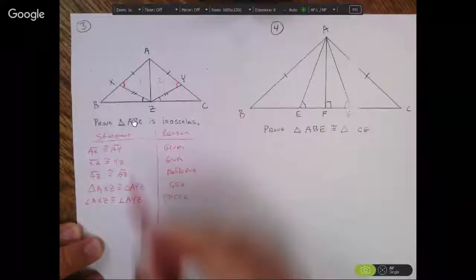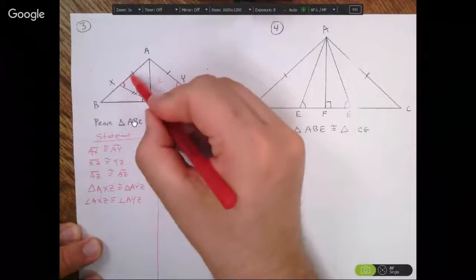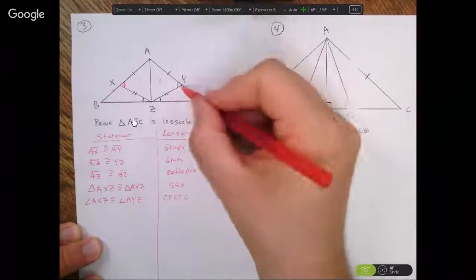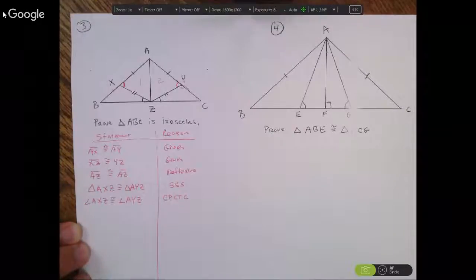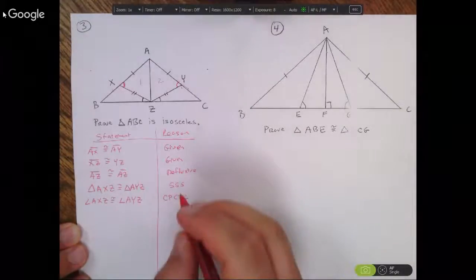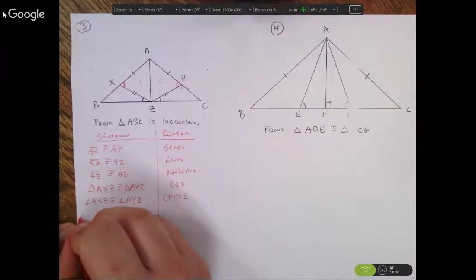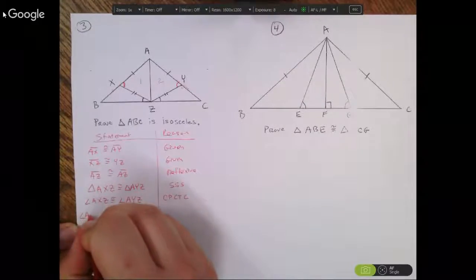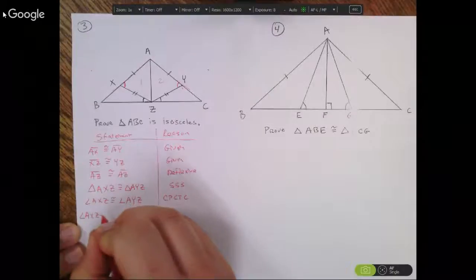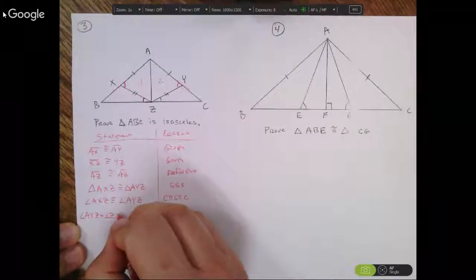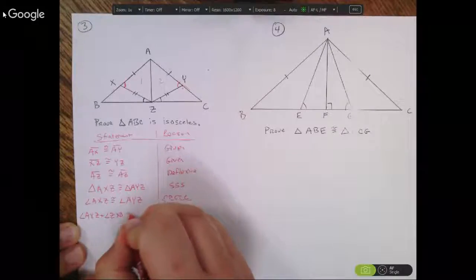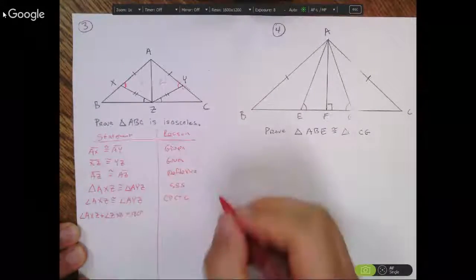So now that I know that, because this adds up to 180 and this adds up to 180, then that means those leftover pieces have to be congruent. But let me show you how you actually say it. So I'm going to say angle AXZ plus angle ZXB equals 180 degrees.